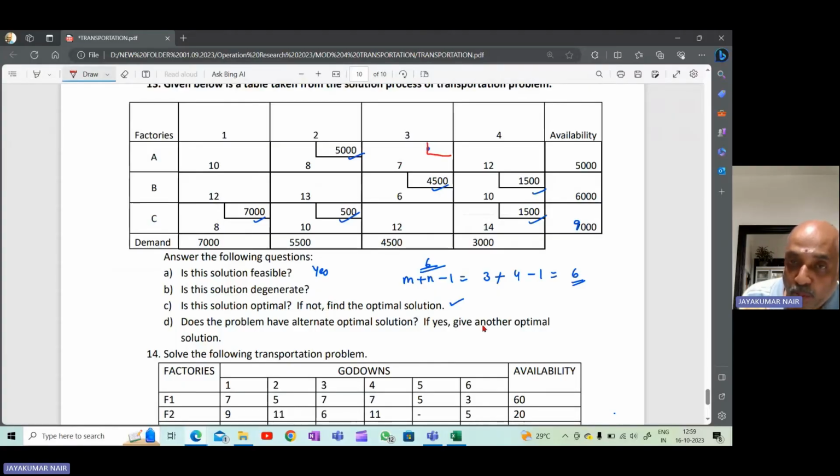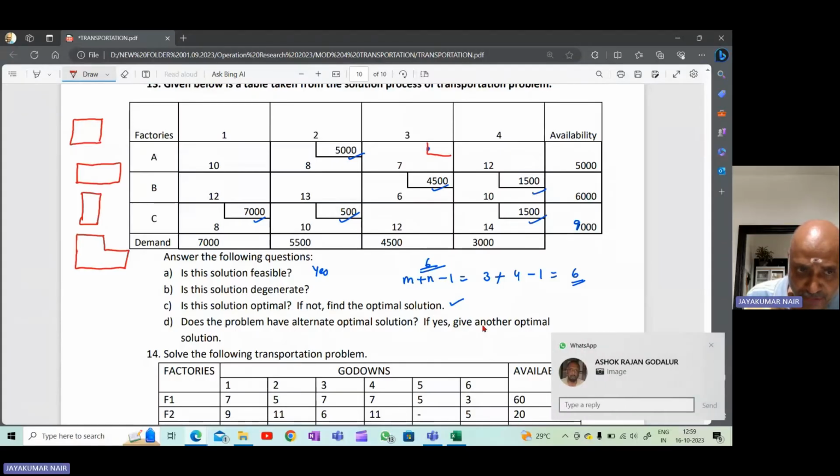So if you want to make some allocation, what should we do? We will follow the looping method. When you're following the looping method, please remember the loops. Normally, the loops that we use could be a square or a rectangle. Whatever the looping, it has to be an even-sided closed figure. You cannot have odd-sided figures. Do you understand? So here 1, 2, 3, 4, 5, 6.